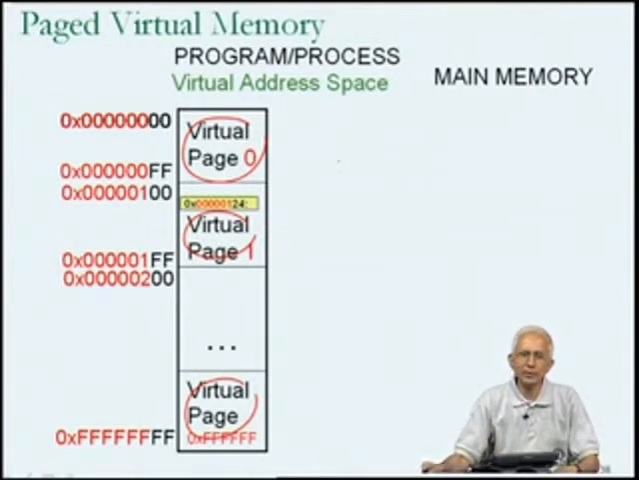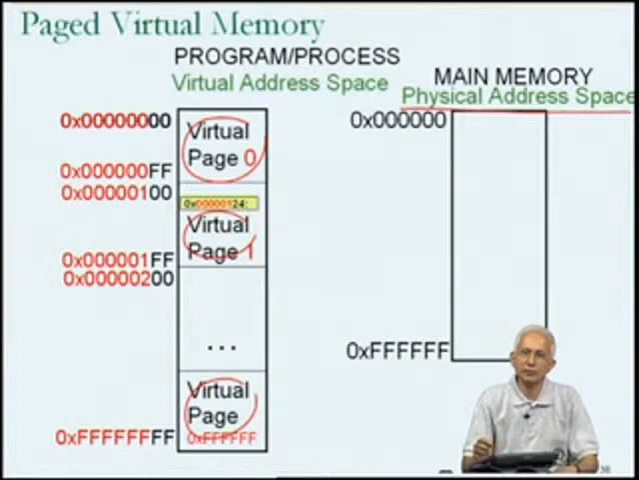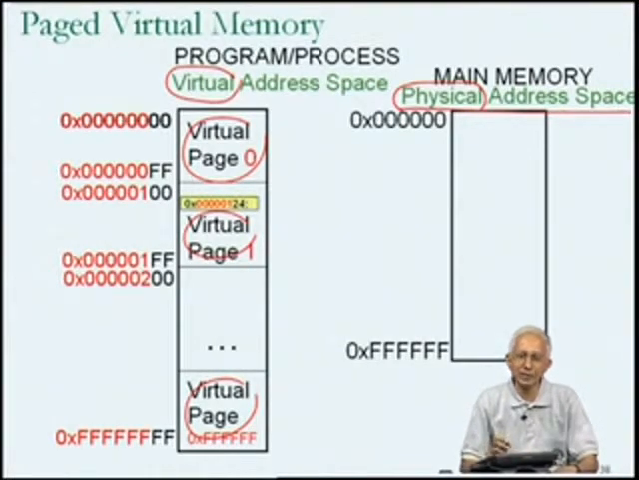Therefore, it follows immediately that main memory too must be viewed as being just a sequence of pages, and that's what we will refer to as the physical address space. So the physical address space is the range of main memory addresses which actually exist, hence the name physical. It's a real thing as opposed to virtual, which is artificial or imaginary.